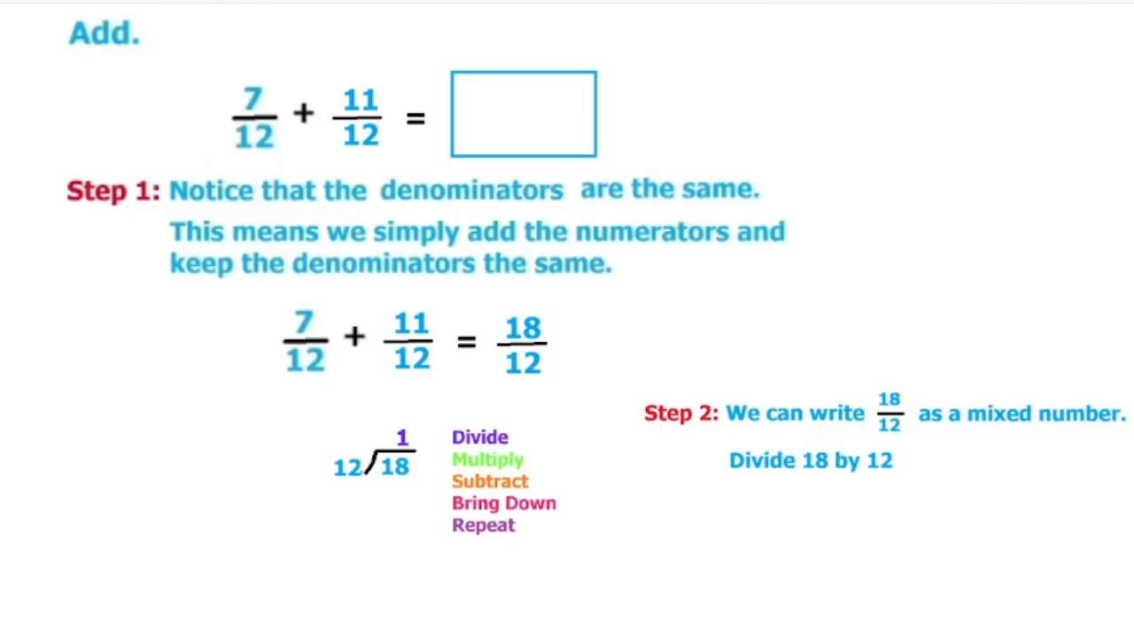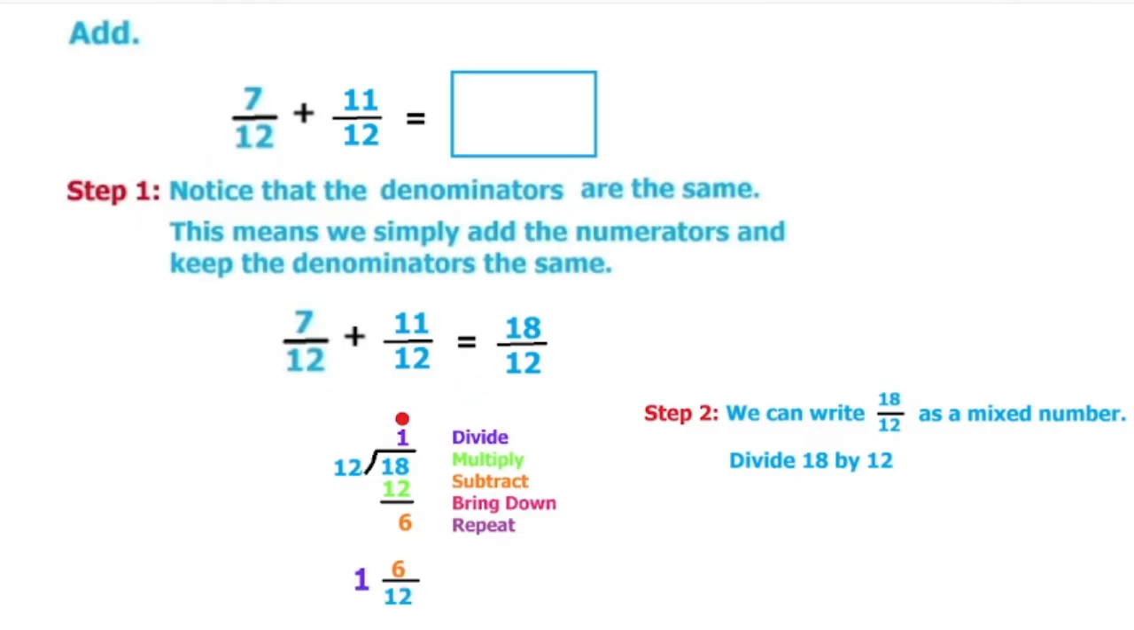So divide. 12 fits into 18 once, right? 2 times is too many. 12 times 2 is 24. So we're looking for 18. So we've divided now. The next thing to do is to multiply 12 times 1. 12 times 1 is 12. Next thing to do is subtract. We subtract 18 minus 12. That equals 6. The next thing we do is we bring down, but there's nothing to bring down, so we're basically done, okay?